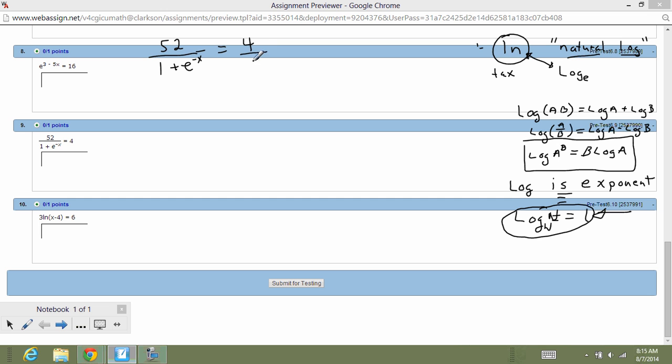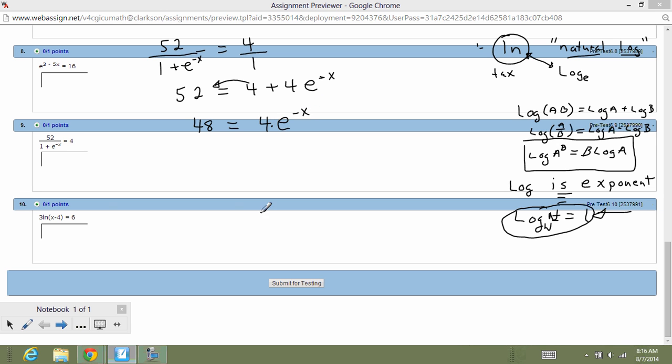Well, here's a hint. Think of it as a proportion. And if it was a proportion, how do you solve your proportions? And so you get 52 equals 4 plus 4e to the minus x. Everybody good with that by cross multiply? And now, pretty apparent, going to bring the 4 over. You get 48 equals 4e to the minus x.